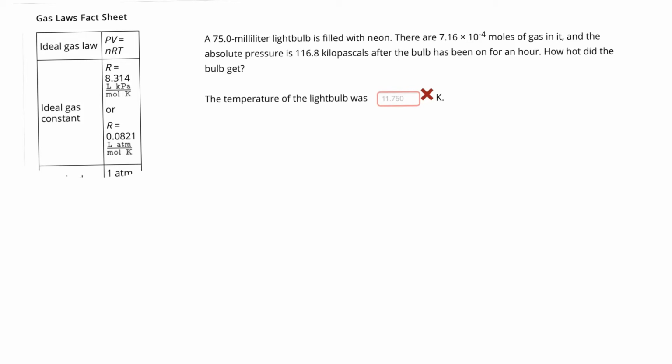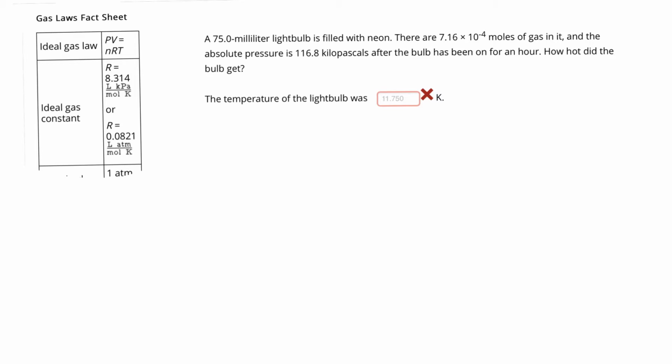A 75 milliliter light bulb is filled with neon. There are 7.16 times 10 to the negative fourth moles of gas in it, and the absolute pressure is 116.8 kilopascals after the bulb has been on for an hour. How hot did the bulb get? The temperature of the bulb was how many Kelvin degrees?